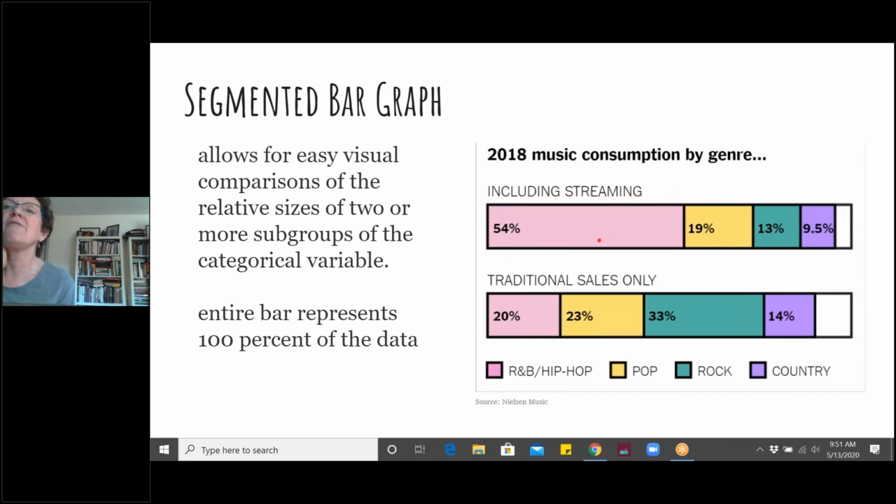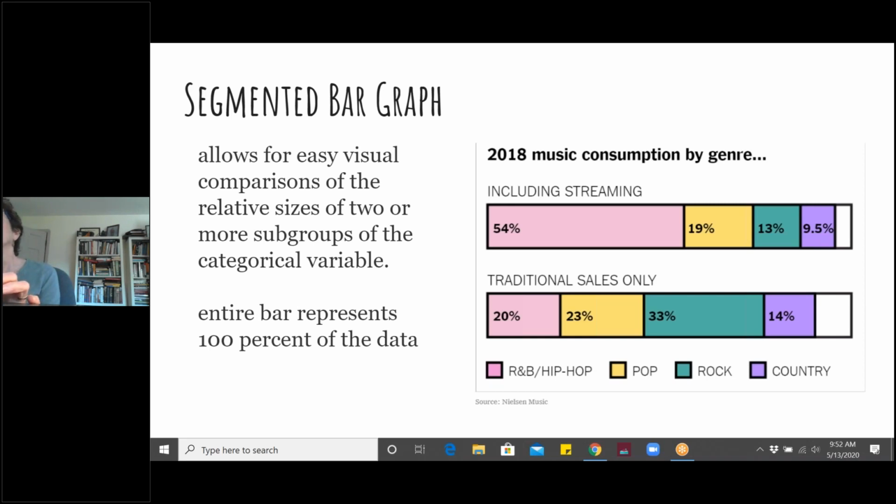Say that again. Streaming, which category has the most sales? If you include streaming, R&B and hip hop. R&B and hip hop. Now look at the difference between with streaming and without. Okay. Wow. If we have streaming, because it would be rock without the streaming. Wow, that's something new.